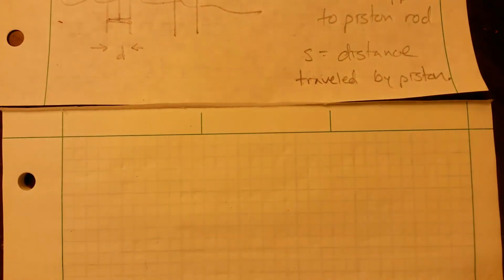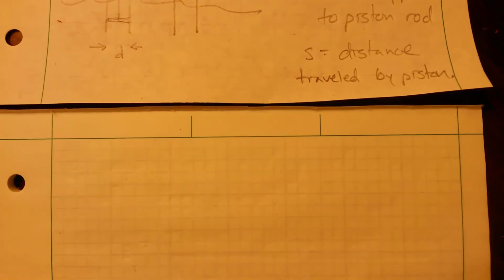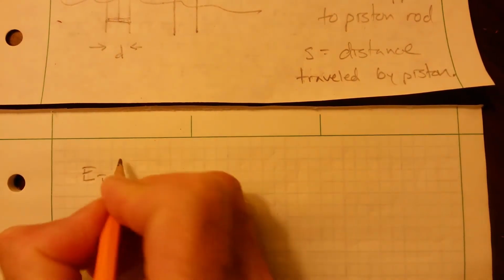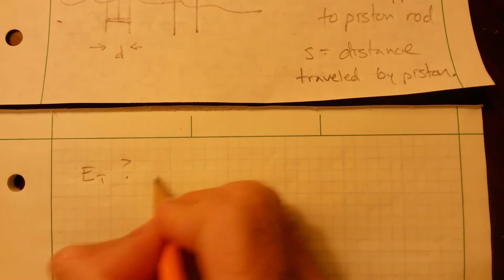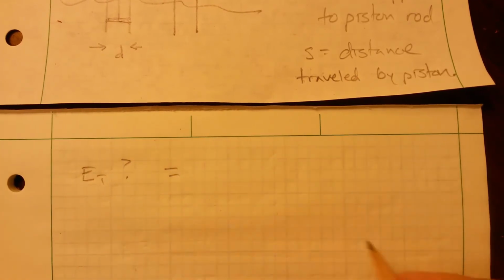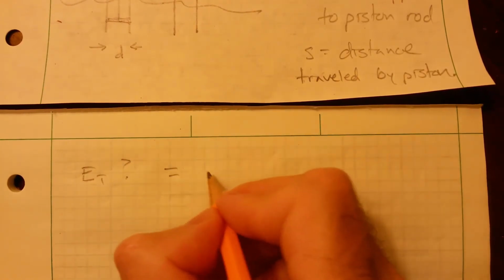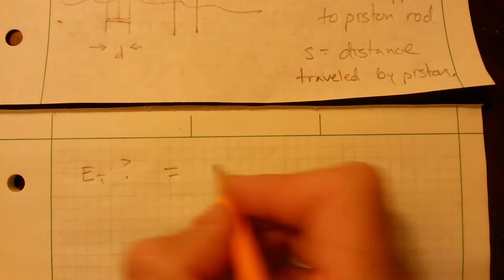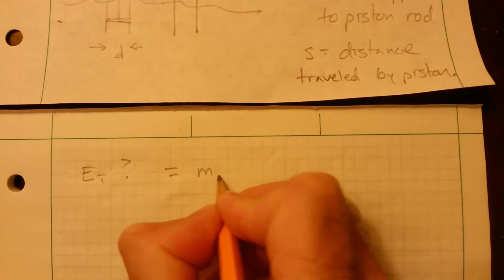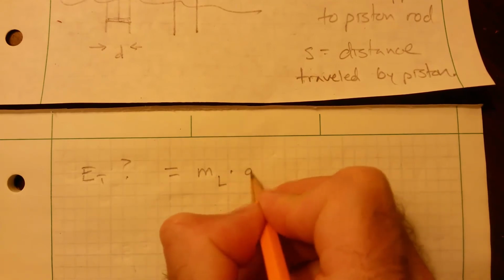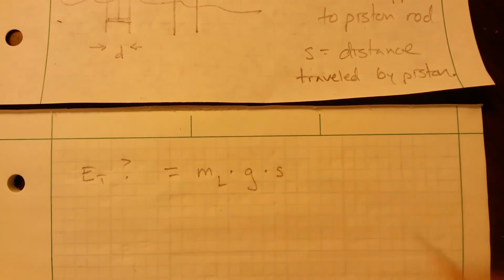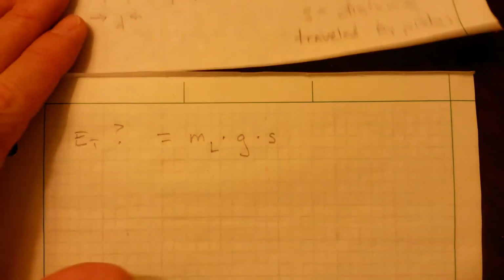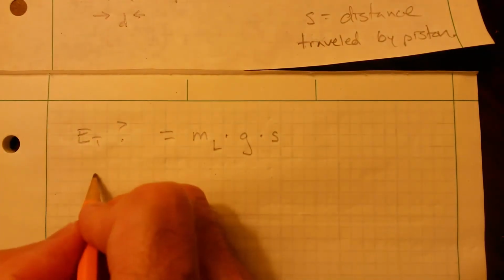So we're measuring that force with a hang scale. Now, what about the theoretical energy? E_T can be calculated using the potential energy equation. If I know the mass of the water that's lifted, and I multiply that by the acceleration of gravity times the distance that that water is lifted, then I can calculate the theoretical energy.